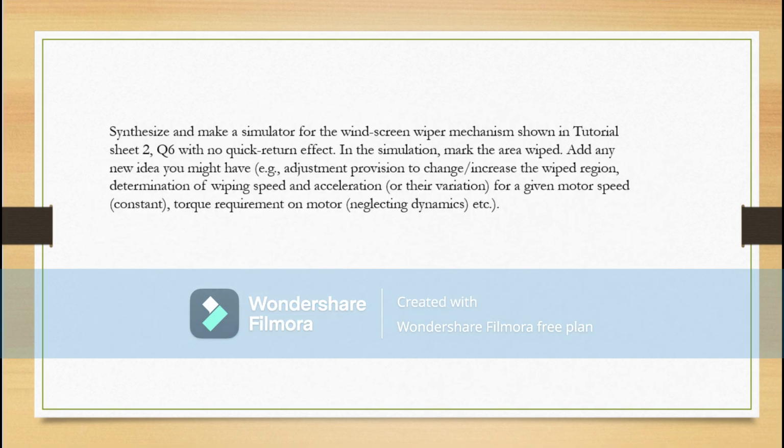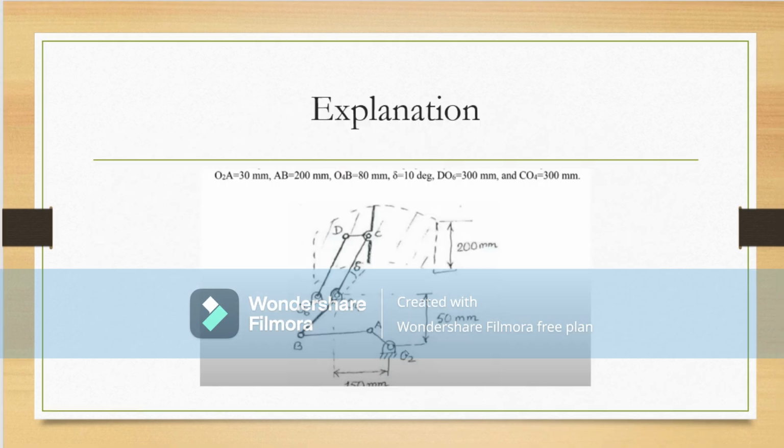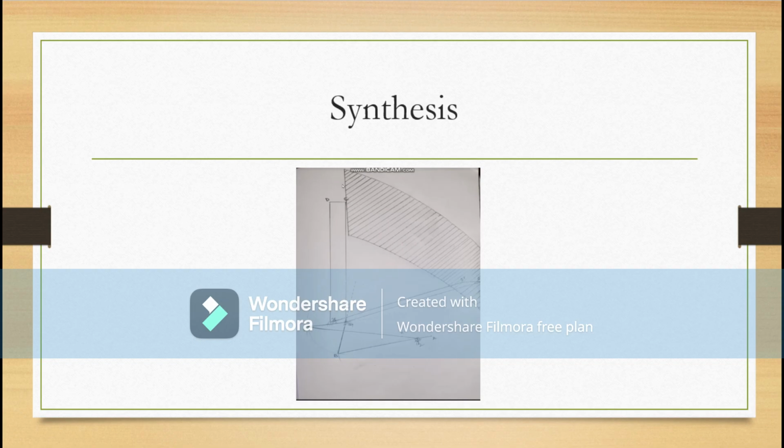We can see the question is given that we have to synthesize and make a simulator for the windscreen wiper mechanism. So we know how the windscreen wiper mechanism moves. To explain that, we saw the diagram where we are considering the overall linkage mechanism, which consists of points O2, A, B and O4, and the next diagram will show the evolution of how it is solved. So we see that it moves and it has some positions to locate the extreme position.